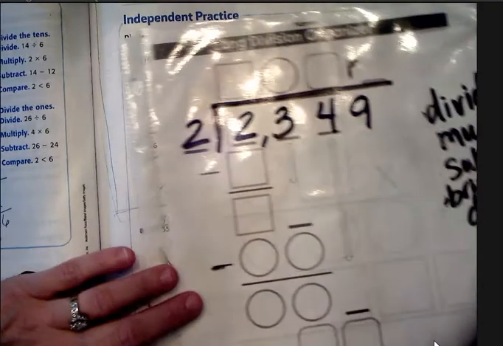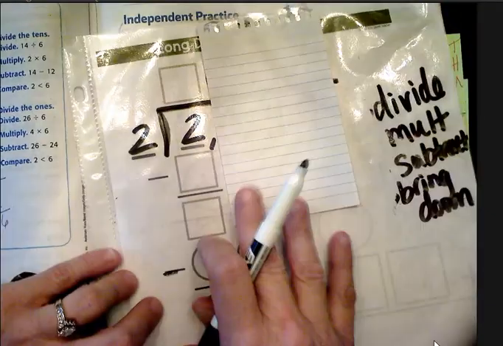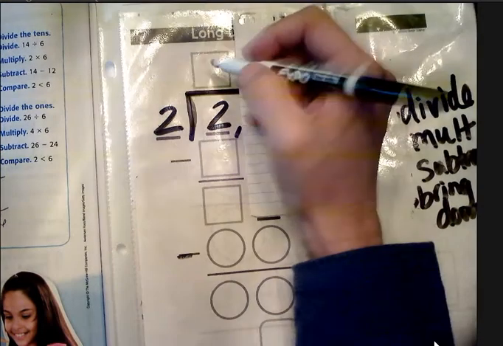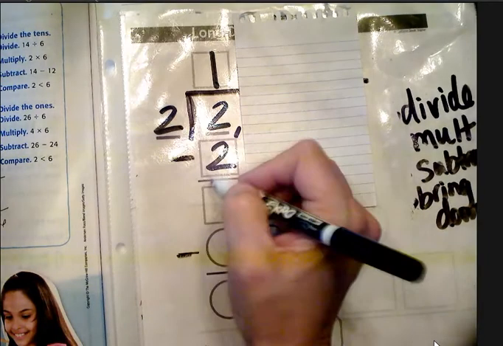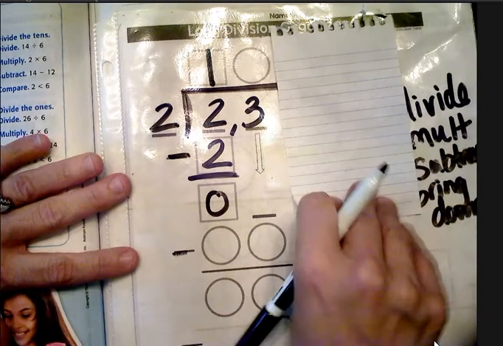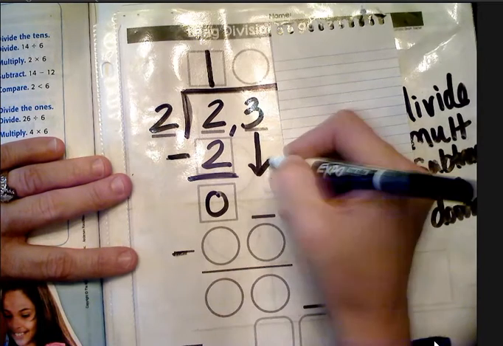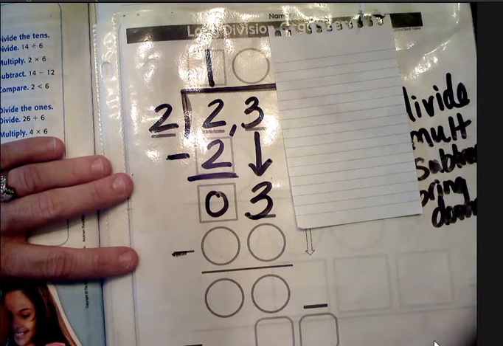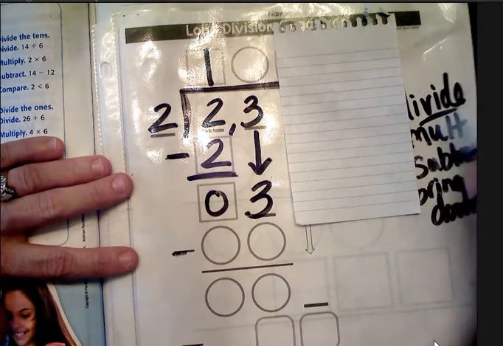Okay, let's start easy. How many times can 2 go into 2? Once. We multiply. 1 times 2 is 2. We subtract. 2 minus 2 is 0. That's right. Bring down. Scooch my paper over. Here's my 3. I'm going to bring it down in that spot. I go back to the beginning and I divide again.